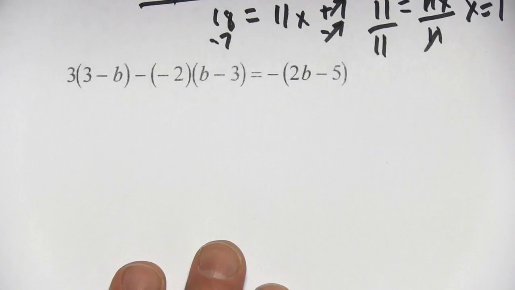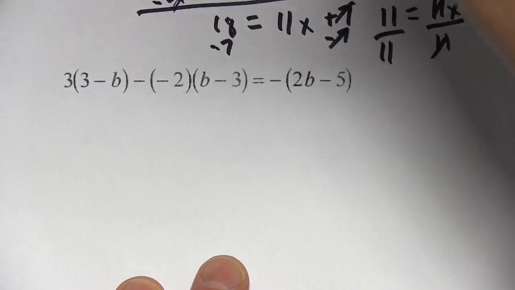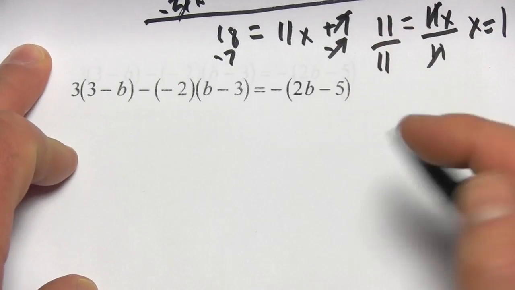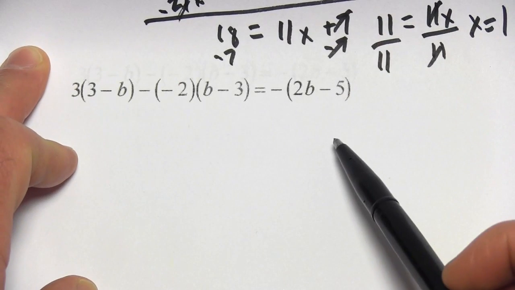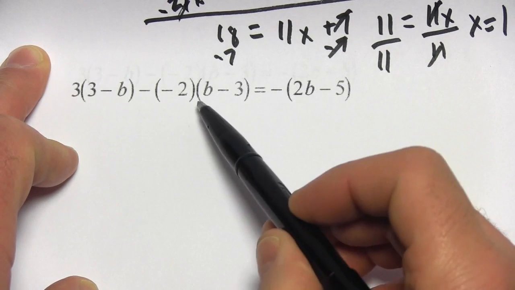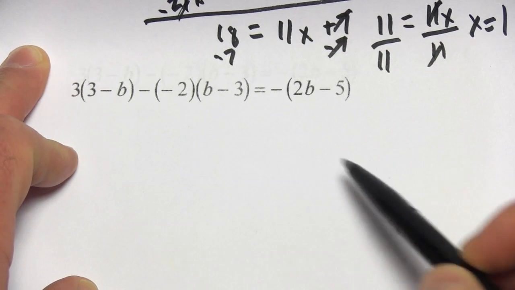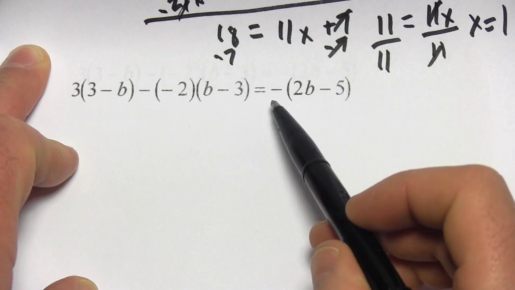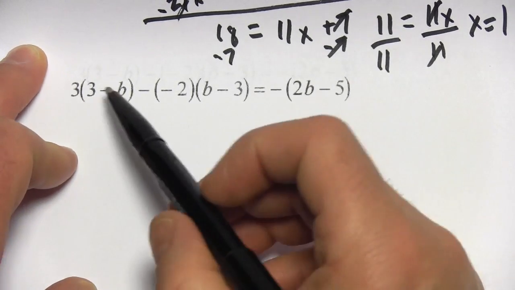All right, we're going to do one more tricky one here. So here we have a bunch of distribution to do. We've got the 3 that needs to be distributed. This negative 2 gets multiplied here, distributed there. And we've got a negative sign to get distributed here. So let's just start that.